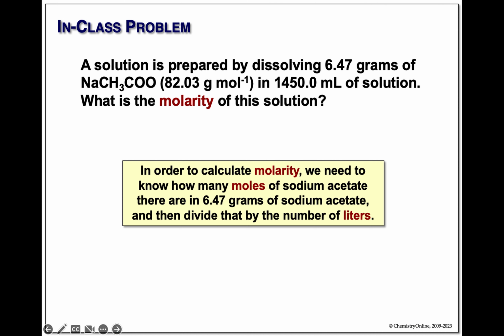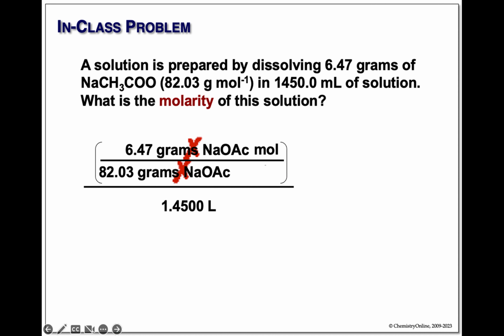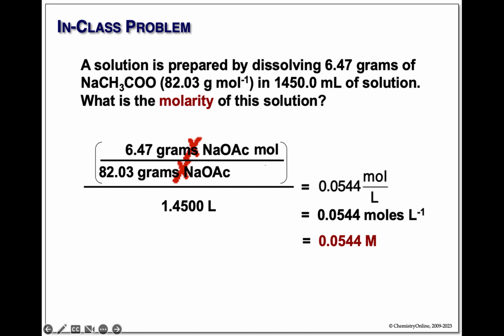For moles, mass over molar mass is moles. All right, going to divide this by the number of liters. Grams will cancel, per mole will come up top. 6.47 divided by 82 divided by 1.45. 0.05 moles per liter, or 0.05 molar.